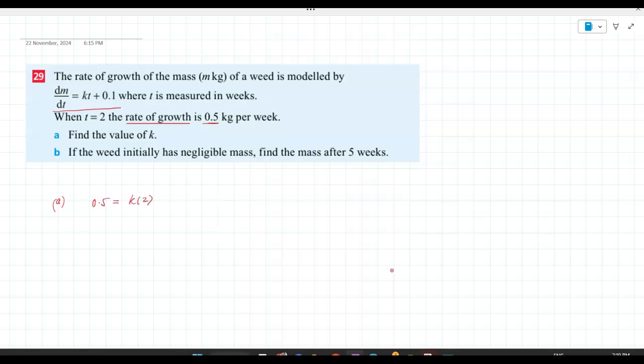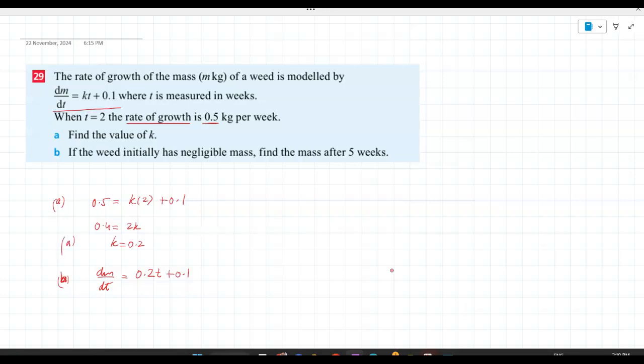Time is t, correct? So 0.4 is equal to 2k. So k is equal to 0.2, correct? So that means my dm by dt becomes 0.2t plus 0.1. So C is 0, right? That's the value of k for part A.